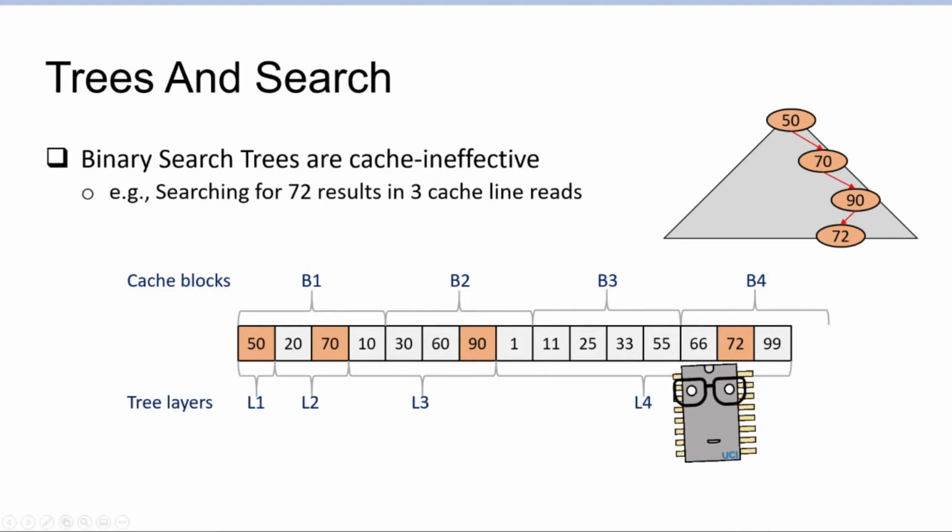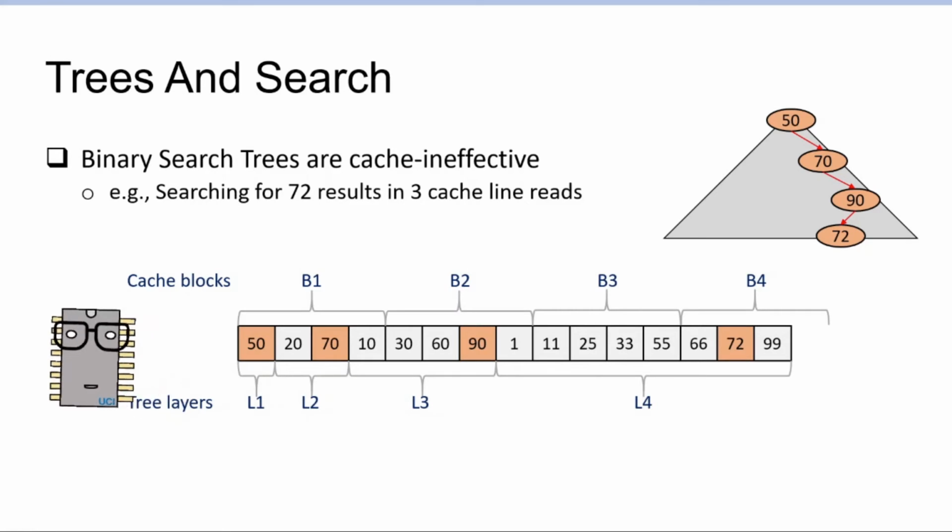So searching for 72 in this example results in 4 cache line reads. Considering how we only made 4 memory requests and that resulted in 4 cache line reads, that's not very good. And if we had continued further down a larger tree, we can pretty much see that every single traversal is going to result in a cache miss. And that would be bad. It depends. I mean, if you care about performance, that would be bad.